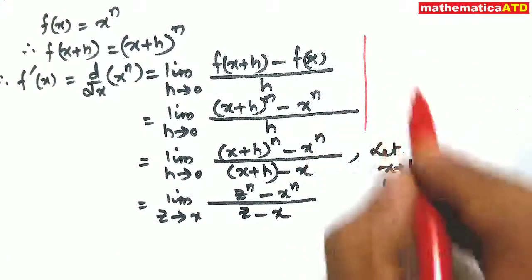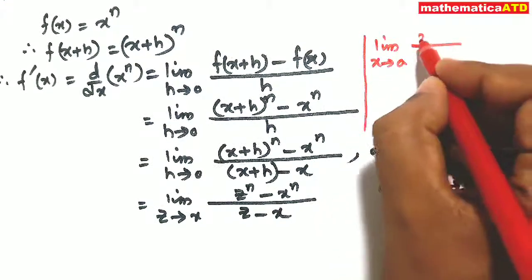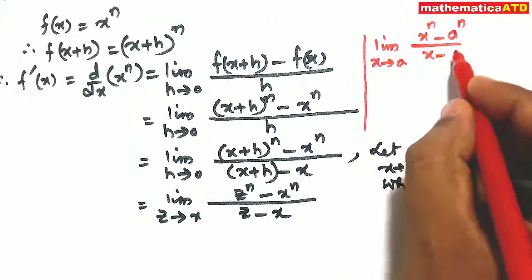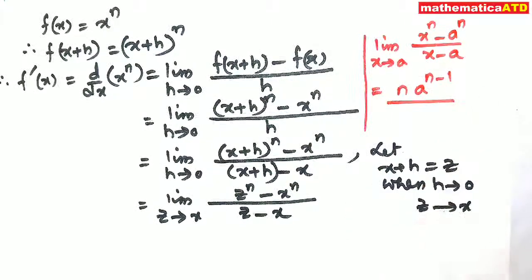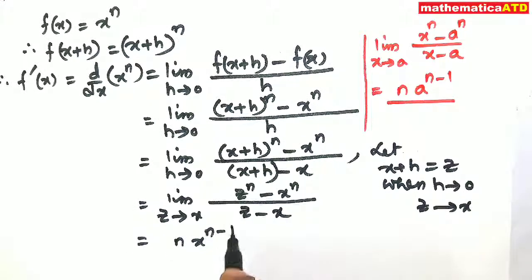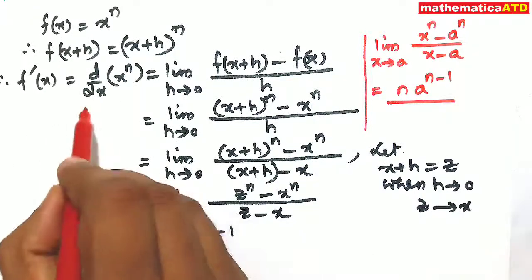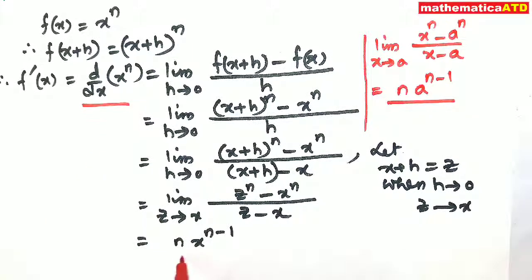We know that limit x tends to a of [x to the power n minus a to the power n] upon [x minus a] is equal to n a to the power n minus 1. So we can use this formula. So it will be n x to the power n minus 1. So from where we have actually started, we started from this part, d/dx of x to the power n. Now finally we got n x to the power n minus 1.